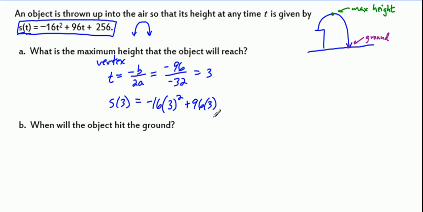Plug in 3 for every occurrence of t, right? Remember to follow your order of operations. 3 squared is 9. 9 times 16, right, is 144, so we have negative 144. We have 96 times 3, which is 288. And then we have 256. And when I put these two together, I'm going to get a positive 144. And I add that to 256, and it looks like I get an even 400.